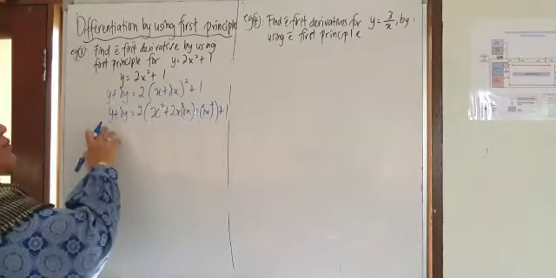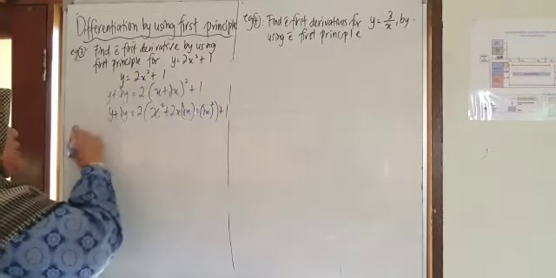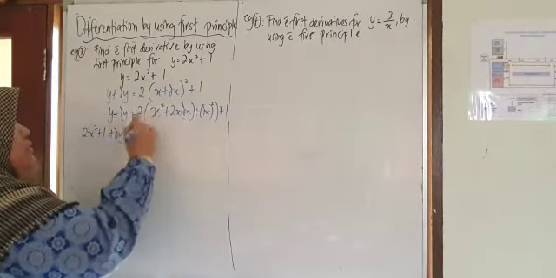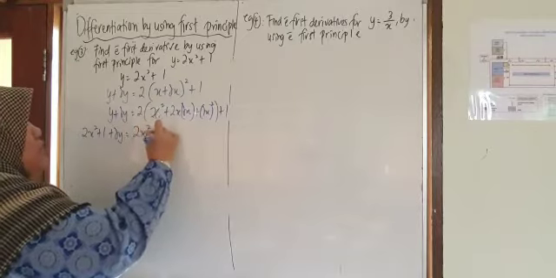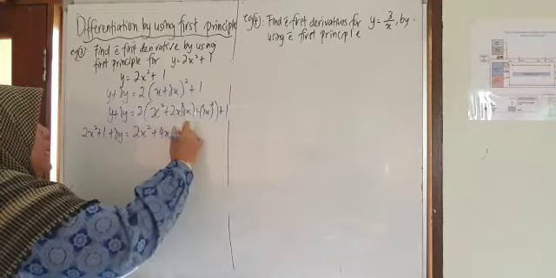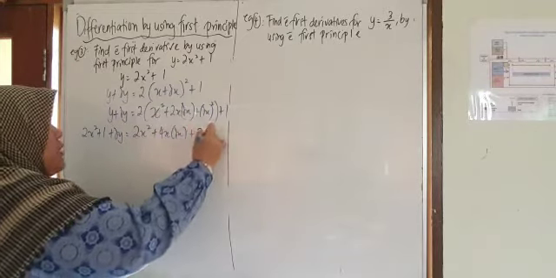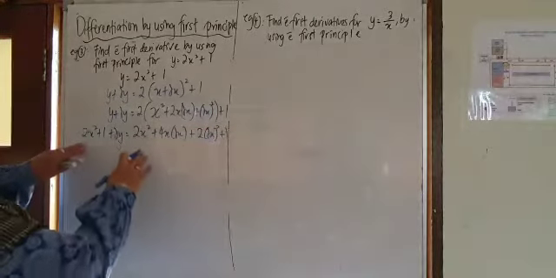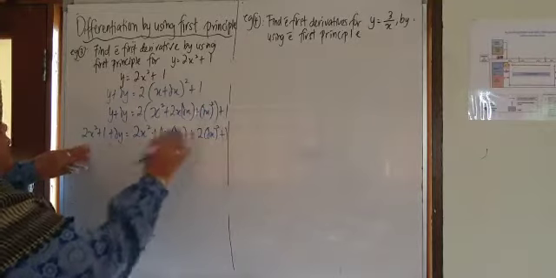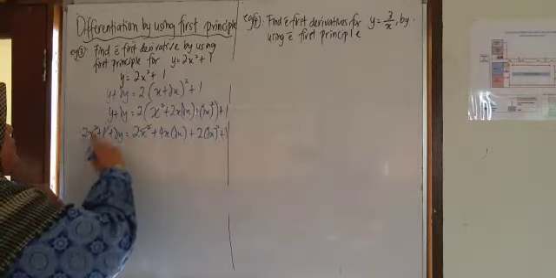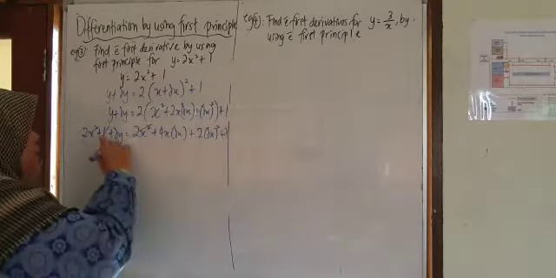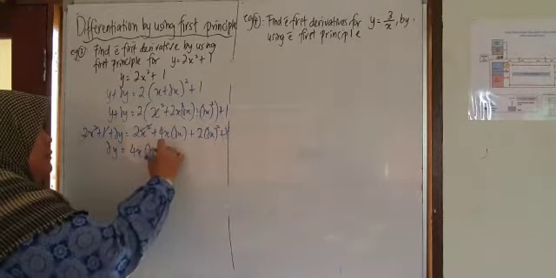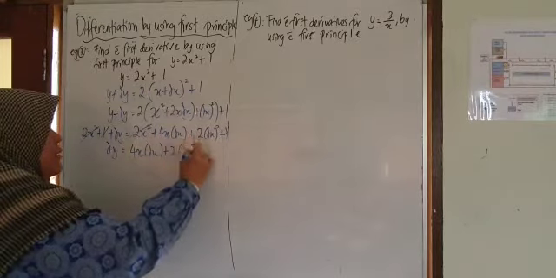So substitute y with 2x squared plus 1. So 2x squared plus 1 plus delta y is equal to 2x squared plus 4x delta x plus 2 delta x squared plus 1. So we can see 2x squared and plus 1 we can cancel out. So our delta y is equal to 4x delta x plus 2 delta x squared.